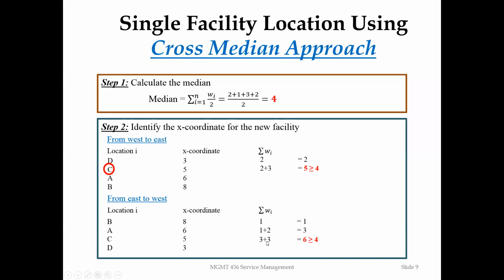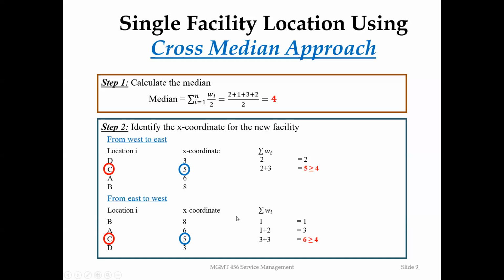We mark the last location. So what is the last location? The last location is at city C. So in this case, going from west to east and then going from east to west, the location we identified in 2 different directions are the same. So both are C. So basically it means the x coordinate for the new facility should be equal to the x coordinate for location C, which is at 5.